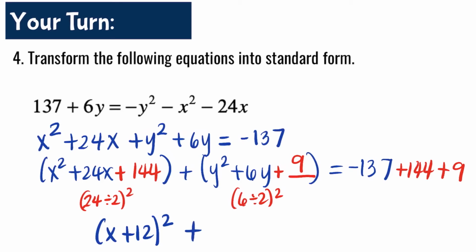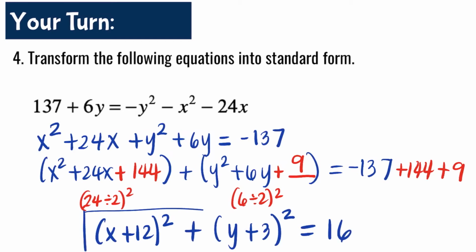The second group, y squared plus 6y plus 9 can be factored out as y plus 3 because the square root of 9 is 3. Double 3, you will get the 6 to the second power is equal to negative 137 plus 144 is 7. 7 plus 9 is 16. So this is the standard form of the given general form.